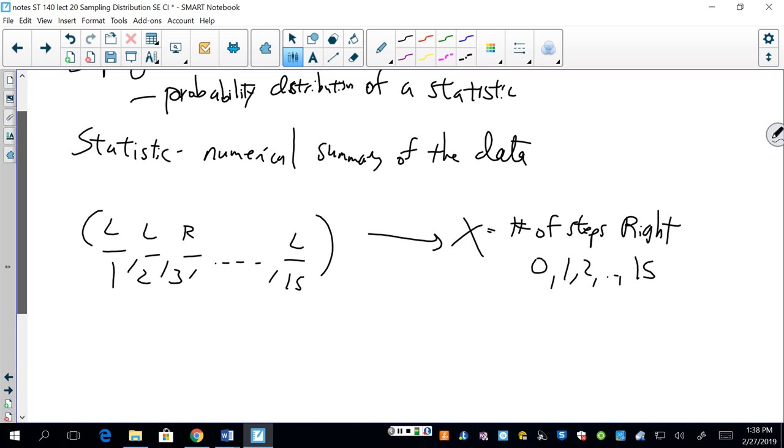And so the probability distribution for that one is this binomial we've been talking about. So x, counting the number of steps right, is a statistic, and it has a probability distribution. It has probabilities, it has a mean, it has a standard deviation. And that's an essential concept that we're going to look at.